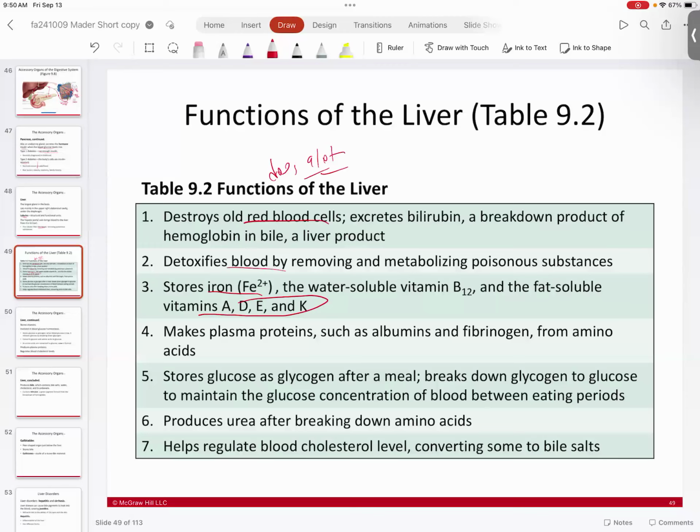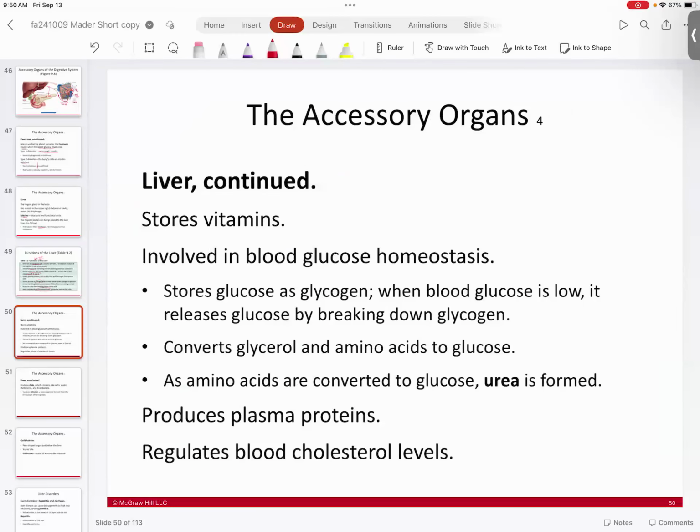It makes the plasma proteins that are in your blood plasma. It will store glucose and glycogen. Typically, it'll also break down amino acids. It regulates your blood cholesterol. So it pretty much does just about everything. All of the metabolic reactions in your body that are going on, a good chunk of them are happening in your liver. So your liver does a lot.